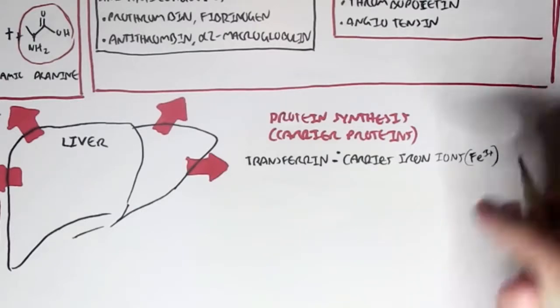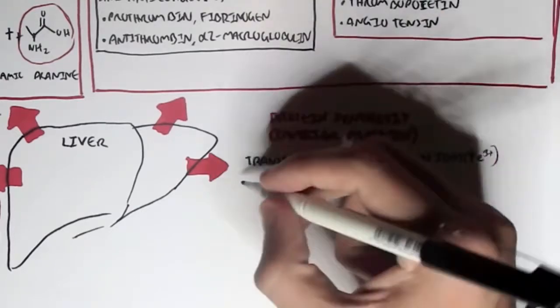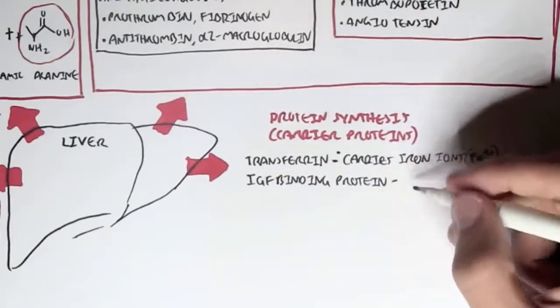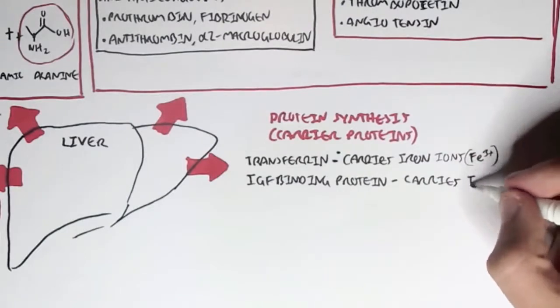Another carrier protein is IGF, insulin-like growth factor binding protein. And this carries insulin-like growth factor 1, which, if you remember, is also produced by the liver.